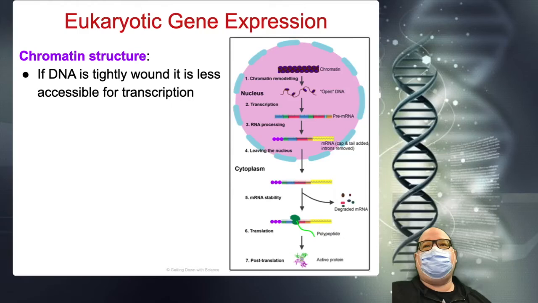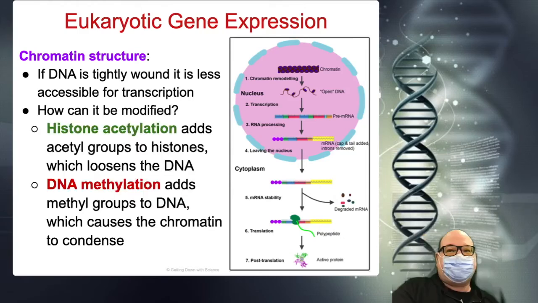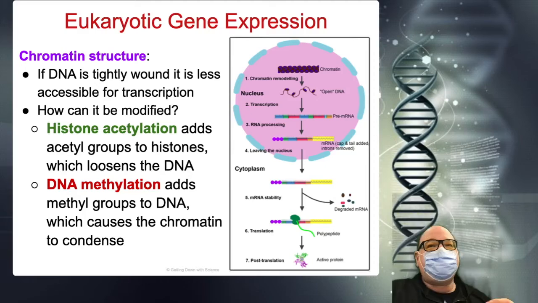If you remember, DNA winds up around little particles called histones. Histone acetylation adds acetyl groups to histones that loosen up the DNA. If you want to reverse that, you use DNA methylation. Methyl groups, and if you remember, those are just little functional groups from biochemistry. These cause DNA to either loosen or condense. Histone acetylation loosens, methyl condenses.